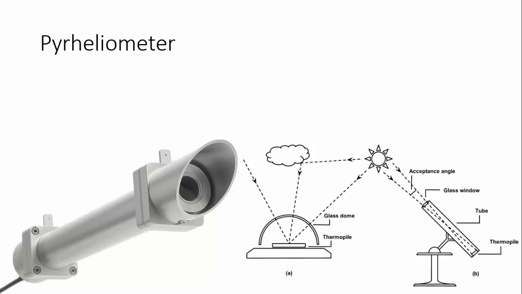On the left hand side we can see the pyranometer. On the right hand side we are seeing a pyrheliometer. Here we can see a very big glass dome. This pyranometer can measure diffused radiation and direct radiation combined, and it measures up to an angle of 180 degrees, whereas here the angle is very limited and it will measure only direct radiation. So this is the difference between a pyranometer and pyrheliometer.